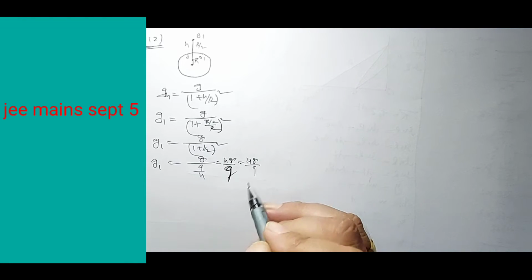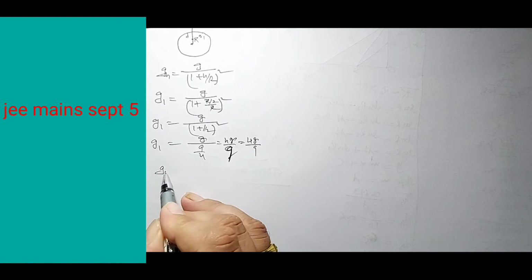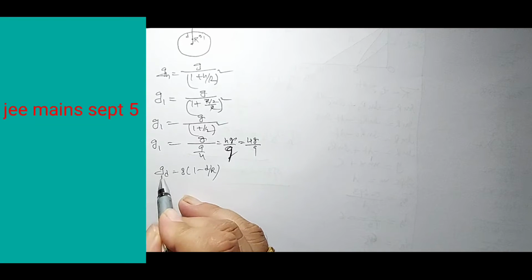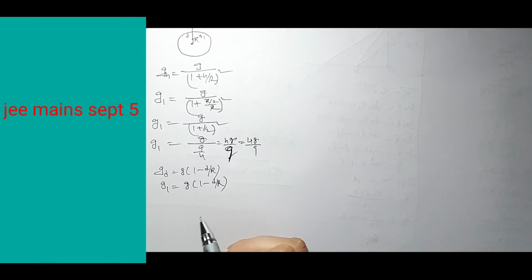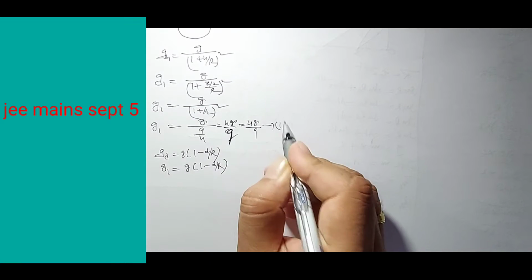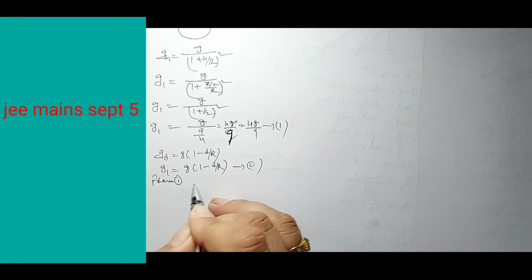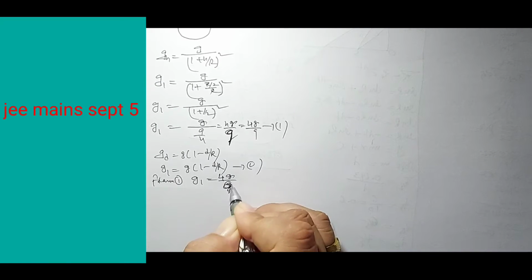4g by 9. But at the depth d, again its value is g1. So we know that gd is equal to g into (1 minus d by R). Gd at depth d, the value is g1, is equal to g into (1 minus d by R). Again its value is g1. So g1 is equal to 4g by 9. This is equation 1. This is equation 2. From 1 we write that g1 is equal to 4g by 9.